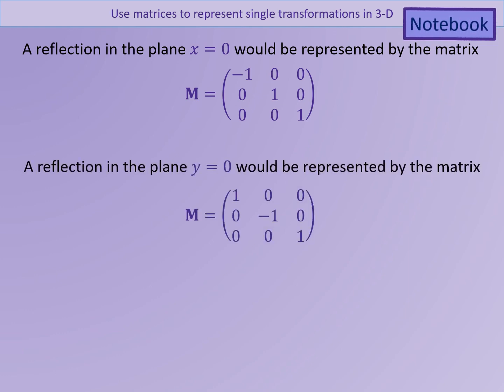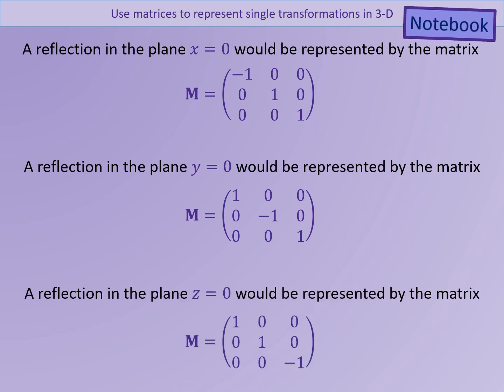In the plane y equals 0, similarly, notice the differing change there with where the position of the minus 1 would be. And then for a reflection in the plane z equals 0, we change that 1 in the final column to minus 1.